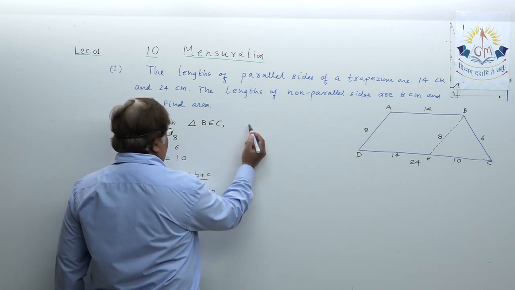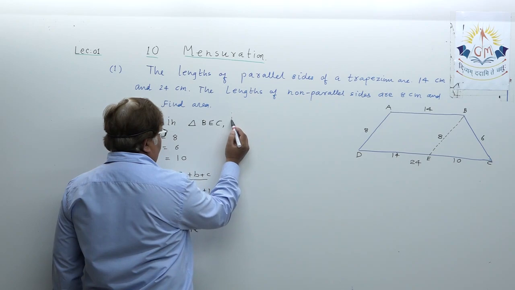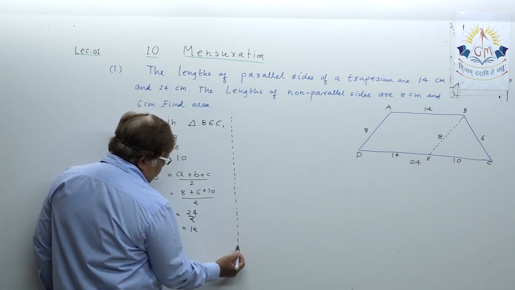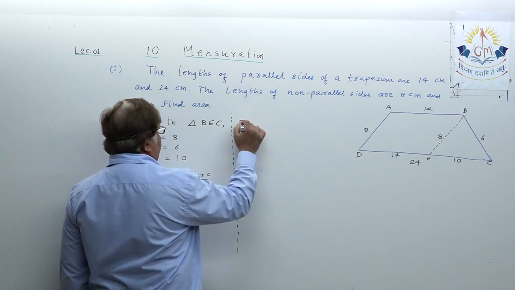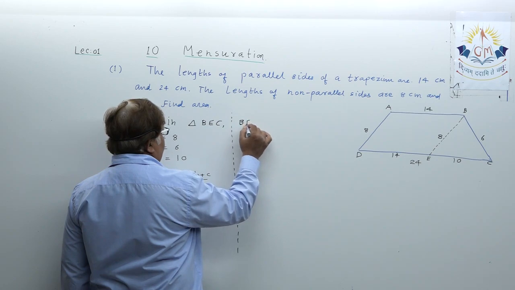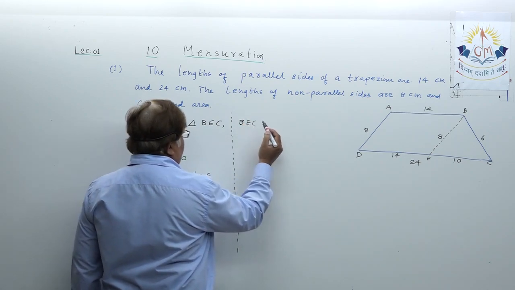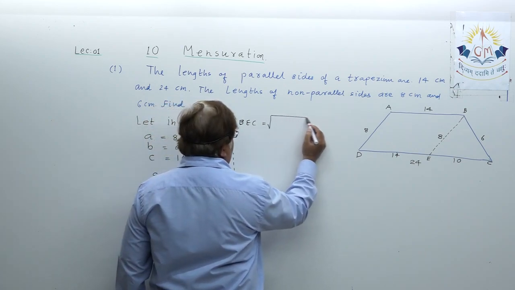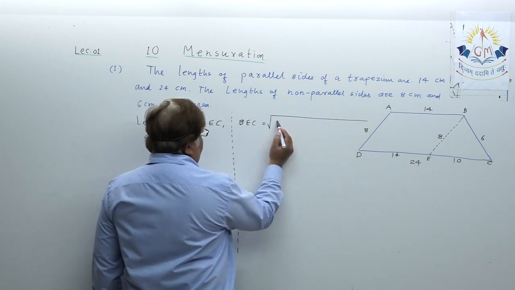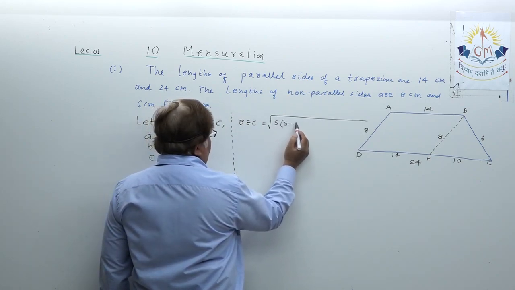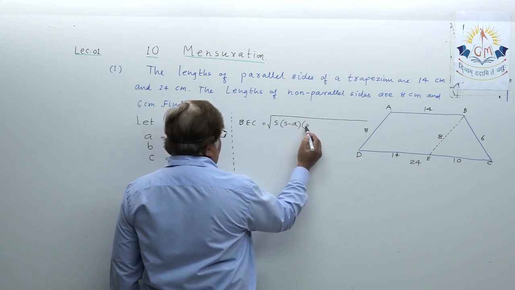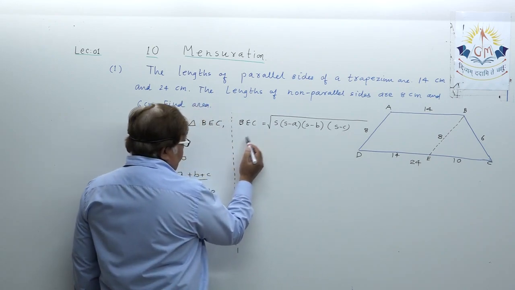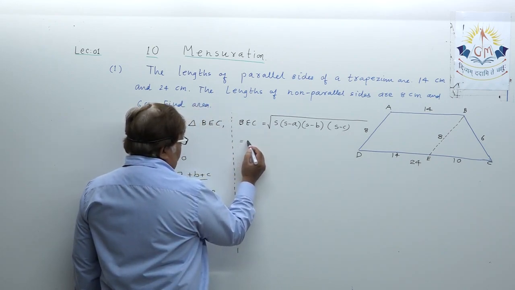Okay, I have to erase data once to complete the whole example. Let us see if we require. Area of BEC equals to, as you know, Heron's formula, square root of S into S minus A, S minus B, S minus, I am just shifting it a little bit, okay, to comfort the writing.